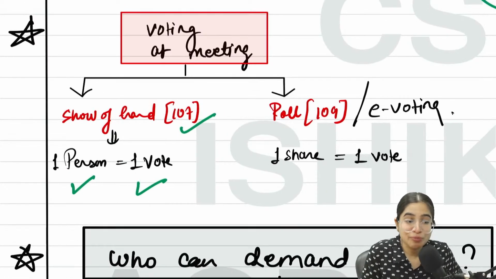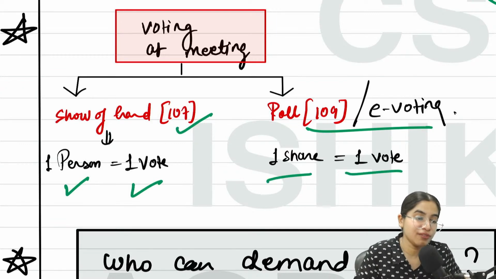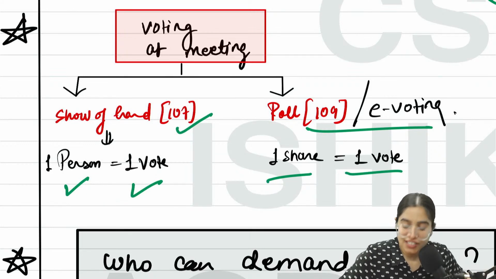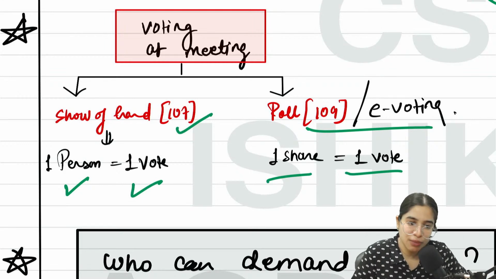But when I talk about poll or e-voting, the voting is not one person, one vote. It's one share, one vote. So basically, if you have 10% shares, then you will get 10% vote. If you have 50% shares, you will get 50% vote.